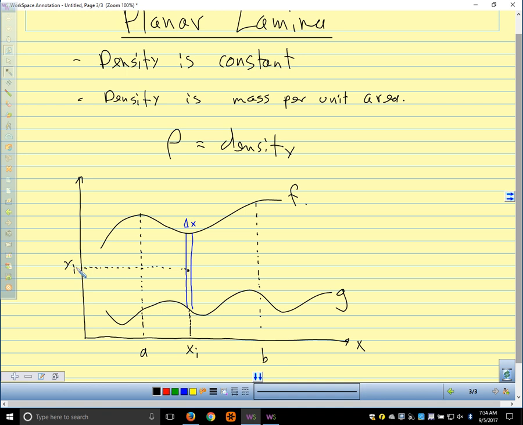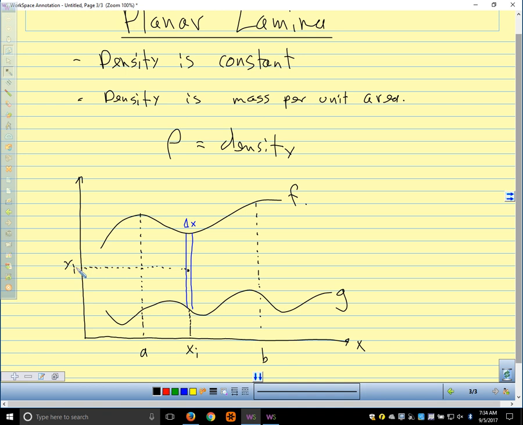So that's our setup. We have some planar lamina bounded by some curve, and we want to find the center of mass. Well, what we're going to do is divide it into these strips. We're assuming that we can treat the mass of that little strip as if it were concentrated at the center. And we're going to add up the mass of that little strip times its distance from the x-axis, and the mass of that little strip times its distance from the y-axis, to get our moments.